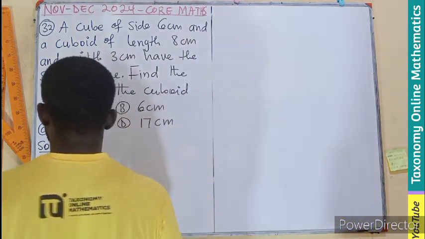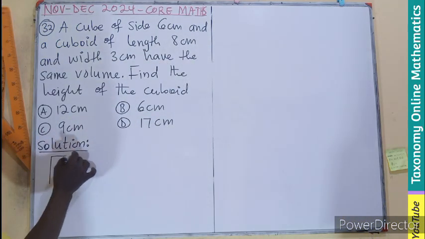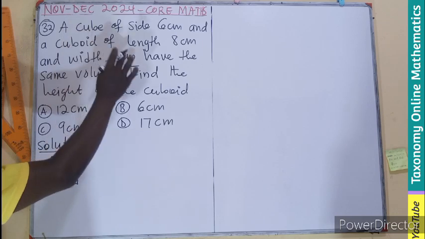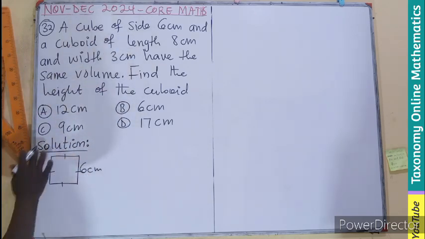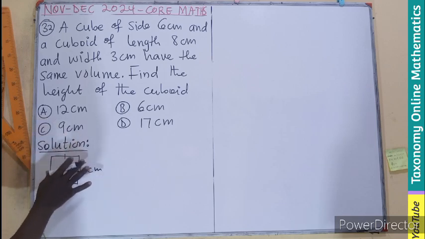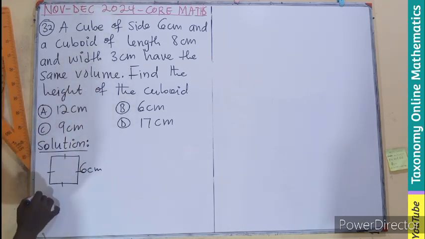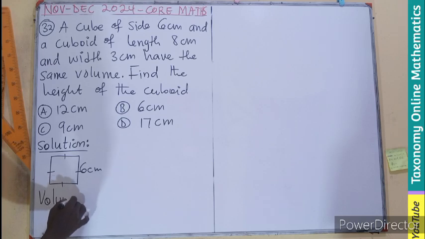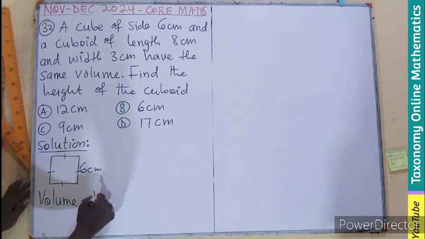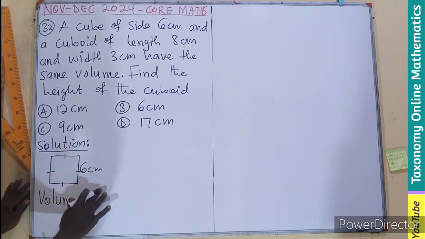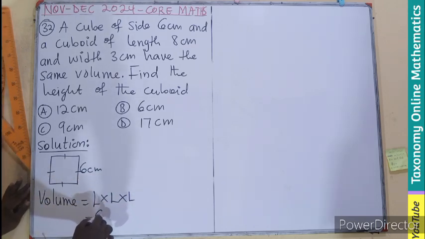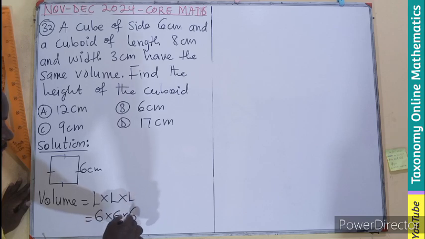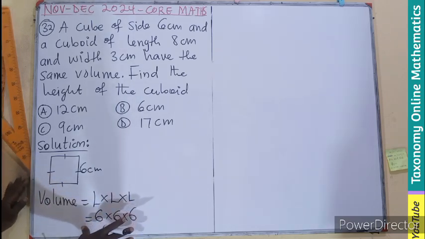First of all, we know that if I have a cube which has the side to be 6 cm, it means that it is 6 throughout all the lengths. Since we are dealing with volume, the volume of a cube is just going to be the length times the length times the length. So this is just going to be 6 times 6 times 6 all together. I am going to leave it this way without the actual multiplication.